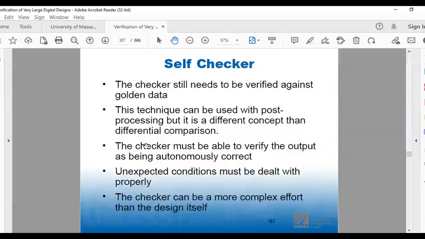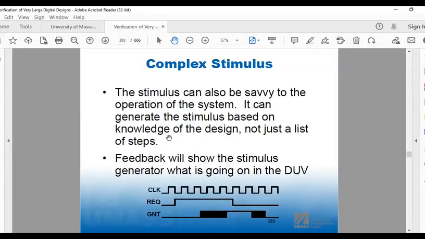So you hear this called autonomous self-checking, right? That it doesn't need external value. Not only does it have to work with correct conditions, but it has to work with errors. So if you're also creating stimulus that randomly inserts errors, about an hour ago I was talking about that, then the self-checker has to deal with that as well. It just adds some more complexity to it. The checker can be harder to build than the design itself, hence 2 to 3 times.